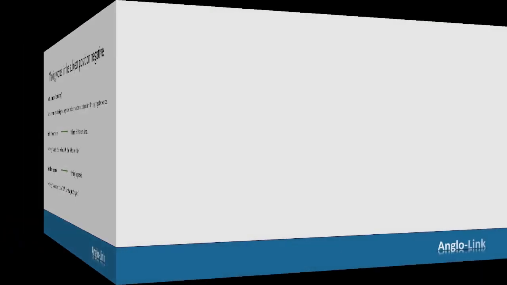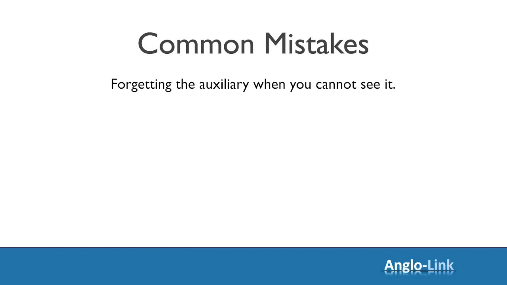Right then, we've covered a lot of ground with the negatives. Let's look at some common mistakes. The first common type of mistake is forgetting to use the auxiliary. For example, saying something like, I have not any time. Now, here, the verb have is the main verb, in the present simple. Therefore, you do need an auxiliary. Don't. I don't have any time.